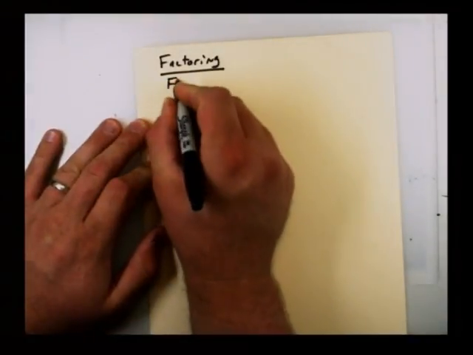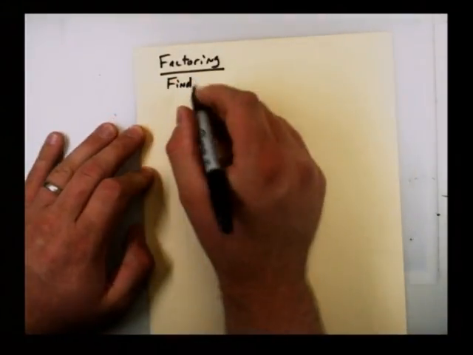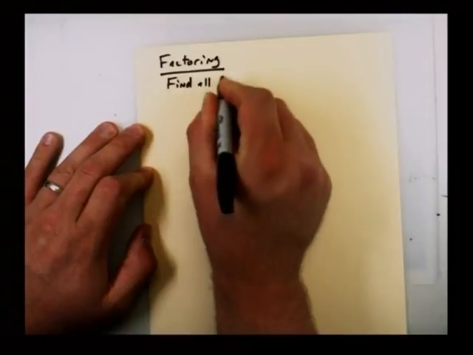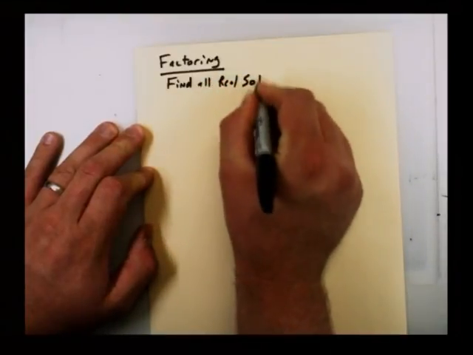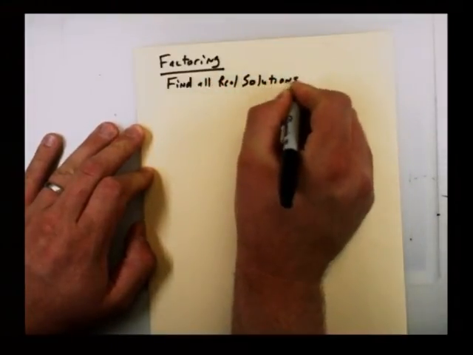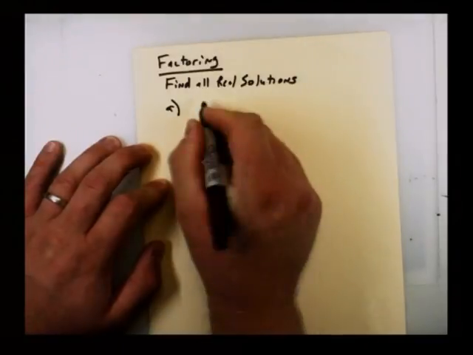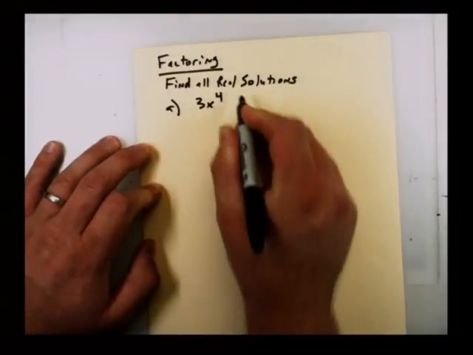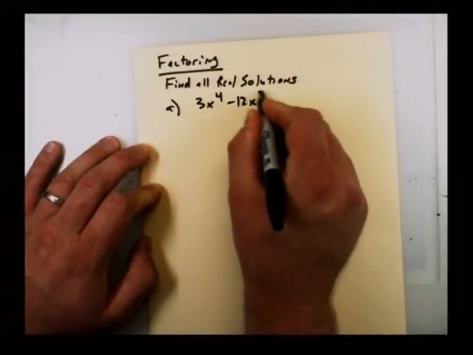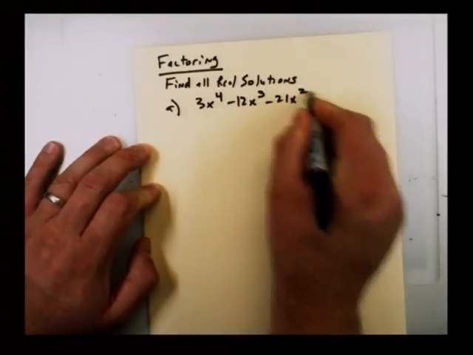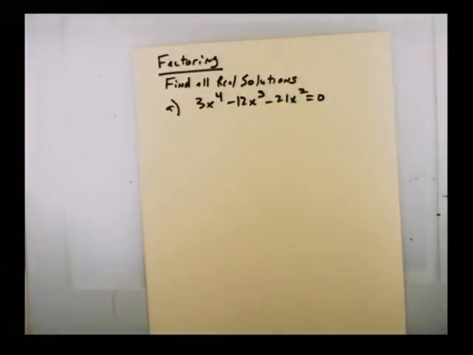For each one of these, in fact, for the rest of the section today, we want to find all the real solutions. Our first one we're going to take a look at: 3x to the 4th minus 12x to the 3rd minus 21x squared is equal to 0.